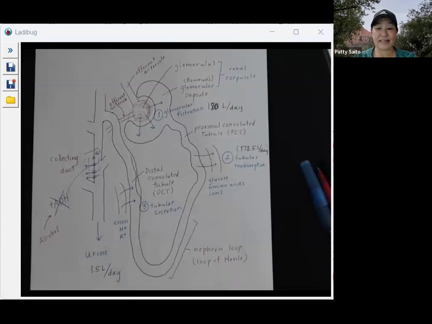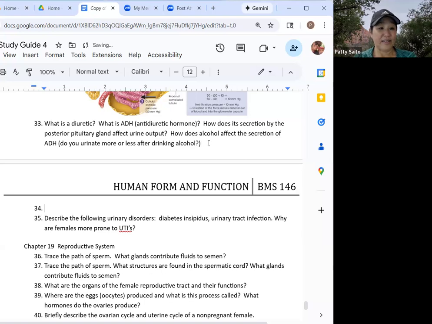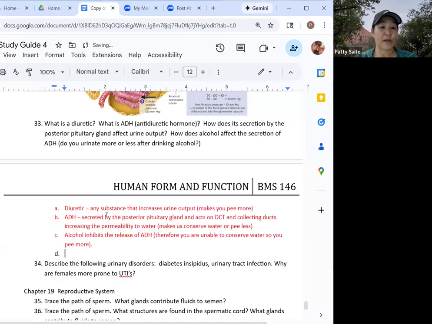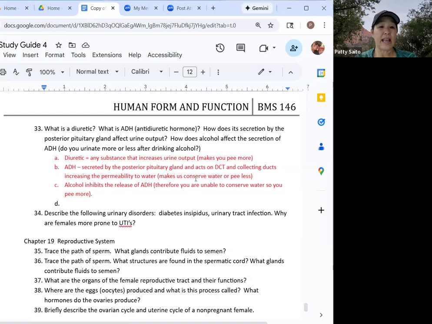All right, let's go ahead and put some answers in our study guide. The question is, what's a diuretic? What is ADH? How does its secretion by the posterior pituitary gland affect urine output? How does alcohol affect you? Okay, so here you go. A diuretic is any substance that increases urine output, makes you pee more. ADH acts on the distal convoluted tubule and collecting ducts, increasing permeability to water, and makes us keep more water in our body, thus peeing less. Alcohol inhibits ADH.